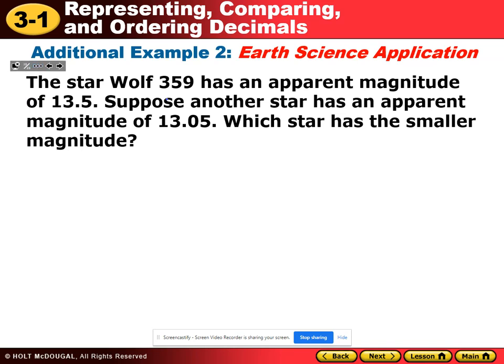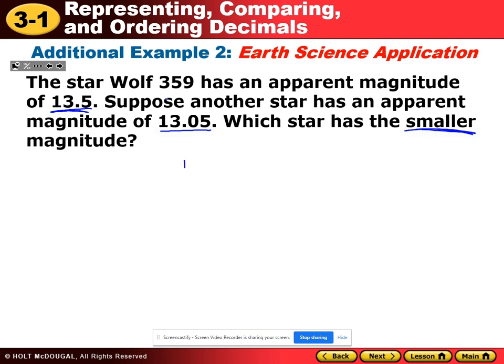The star Wolf 359 has an apparent magnitude of 13.5. So we just talked about that in science. It's wonderful these came together. Suppose another star has an apparent magnitude of 13 and 5 hundredths. Which star has the smaller? I am going to show you a way to compare these really quickly and really easily.